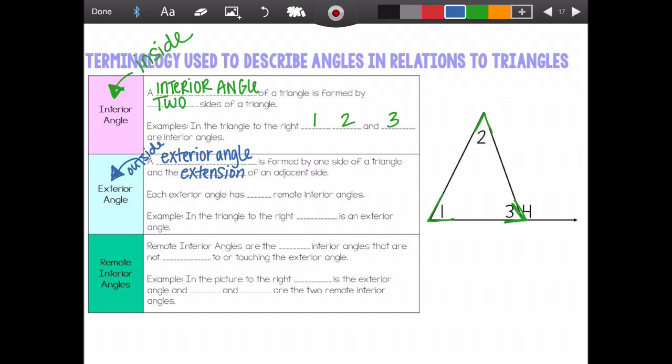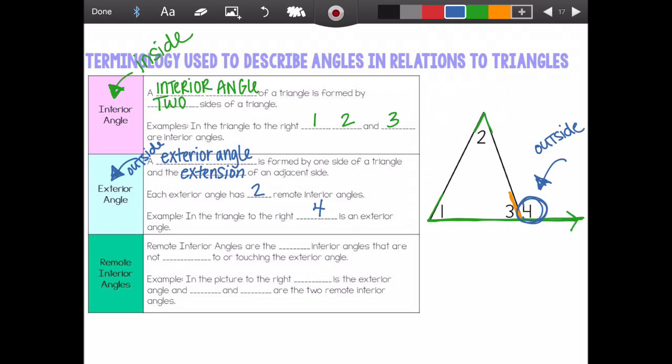So what that means is, we have an angle formed by one side of the triangle. So here's one side. Okay, and then it says, and also an extension. So this is an extension of the base of the triangle here, where it keeps going and going and going, and the exterior angle that it forms is angle 4. The next part says each exterior angle has two remote interior angles, and we're going to talk about that next. But then it says examples in the triangle to the right. Again, angle 4 is the exterior angle, because angle 4 is the only angle outside or on the exterior of the triangle.